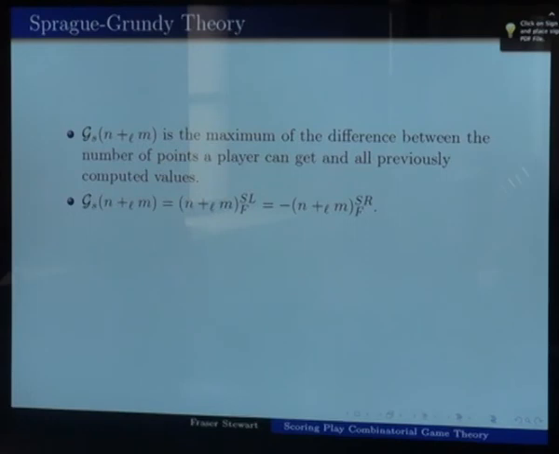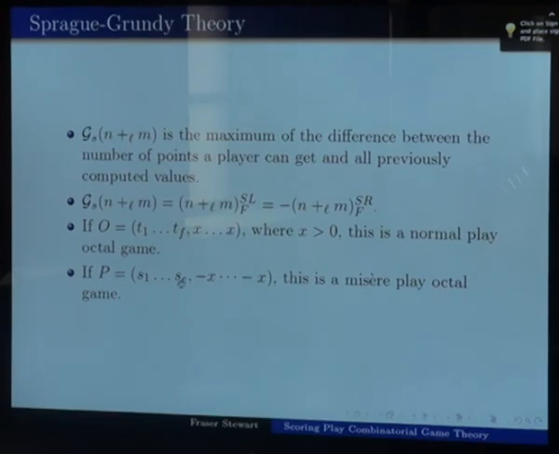So the first thing is that this function actually tells us the information we want, namely the final scores of a game. And the thing that's kind of interesting about this is that if you have some octal game and you can only gain X points whenever you move, then what we've just shown is that this is actually just a normal play octal game. And in particular, if you lose X points every time you move, then this is a misère play octal game.